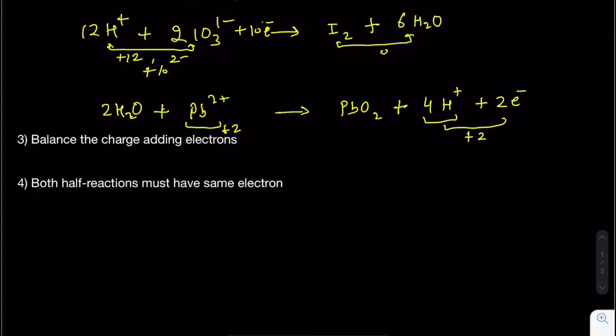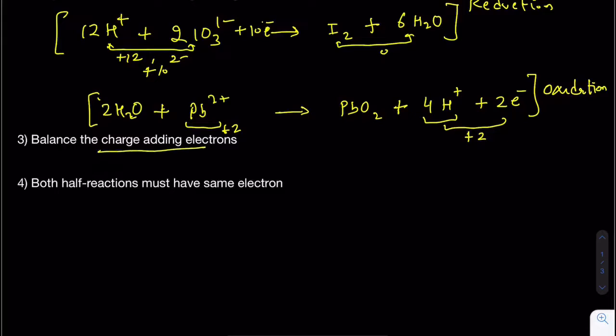Now, like I said earlier, you didn't have to worry about which is the oxidation half cell and which is the reduction half cell, but now you can easily figure it out by looking at the electrons. In the first reaction, we are adding 10 electrons, and in the second reaction, we're losing 2 electrons. So if you recall, the reaction that has the electrons added is going to be the reduction, because reduction is the addition or gain of electrons. And the second one, where you're losing the electrons, is going to be your oxidation half cell. So that's how you figure out which one is the oxidation half cell and which one is the reduction half cell. Now we're done with balancing the charges by adding electrons.